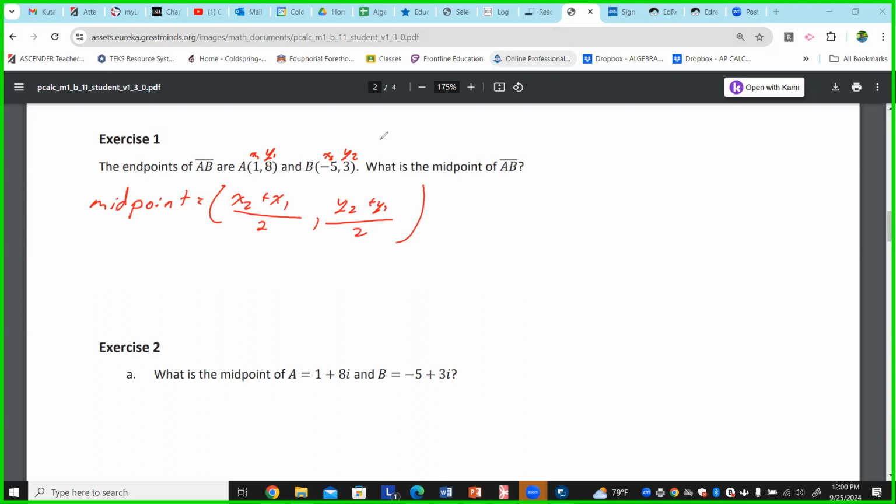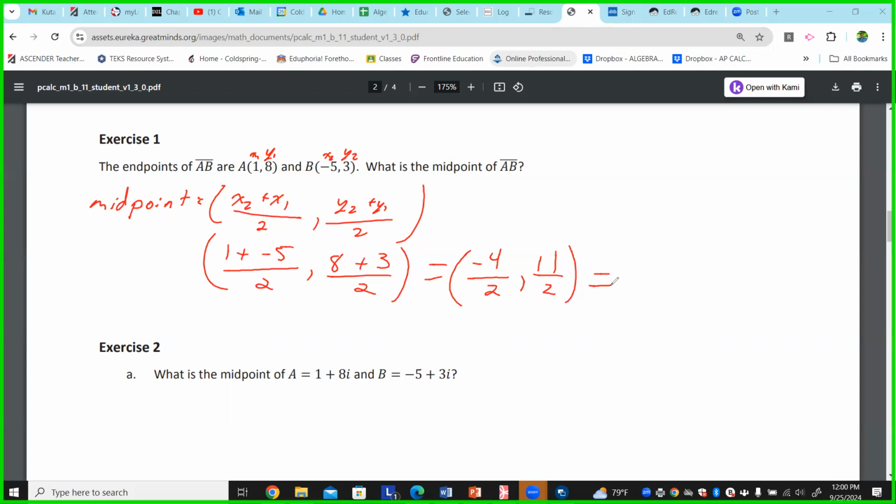All right, so therefore, if I wanted to know the midpoint of x, this is going to be 1 plus -5 divided by 2. And then this is going to be 8 plus 3 divided by 2. So now we're just going to do the work. What's 1 plus -5? -4. So I get -4 divided by 2. And then what's 8 plus 3? So then I get 11/2.